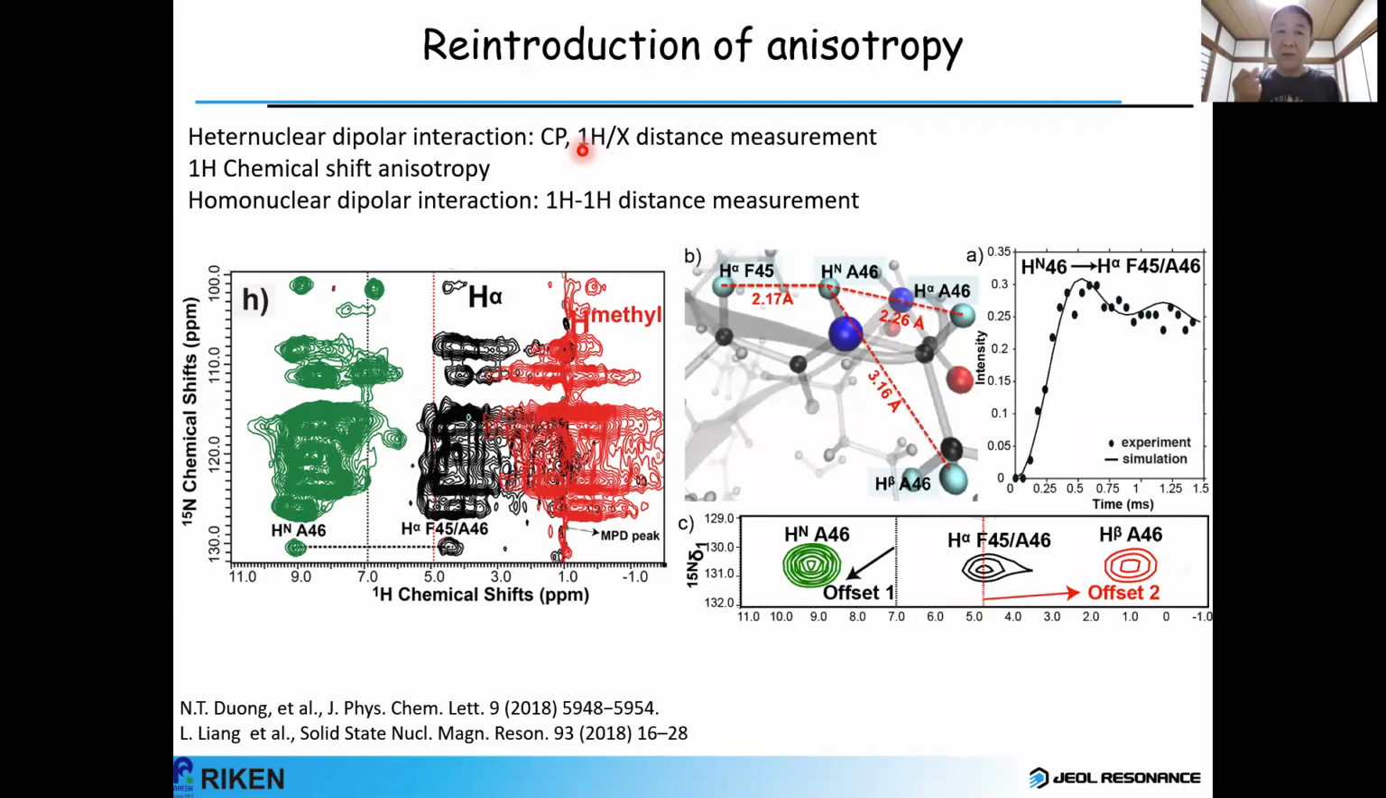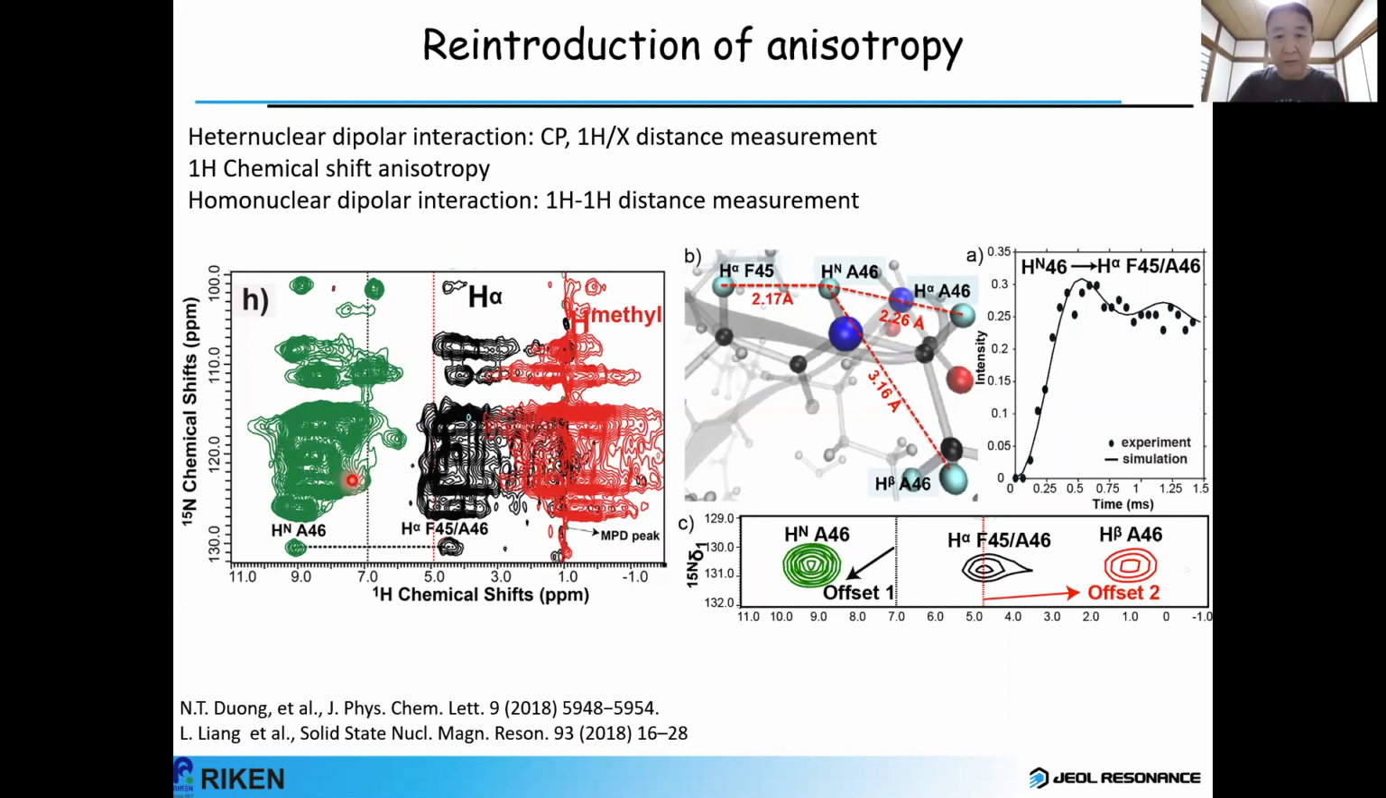Similarly, we can recouple many other anisotropic interactions. One example is proton chemical shift anisotropy. This is a quite good source of information, especially for hydrogen bonding. And recently, one group from Lyon in China published a very nice review article on these aspects. And the first target of fast MAS experiments is the homonuclear dipole interaction. We want to get rid of the broadening from the homonuclear dipole interaction. However, of course, we can recouple it.